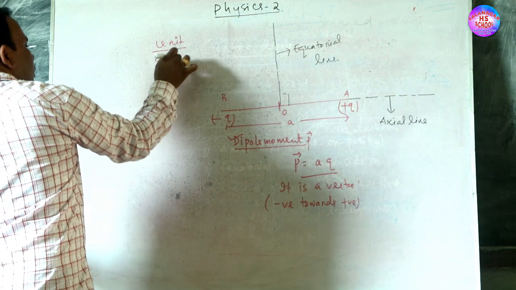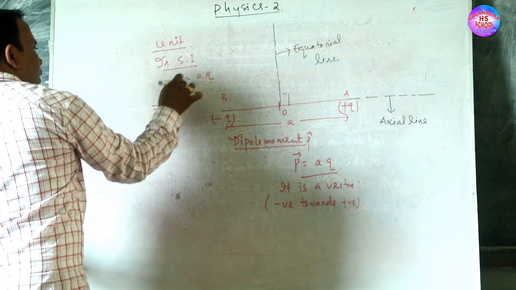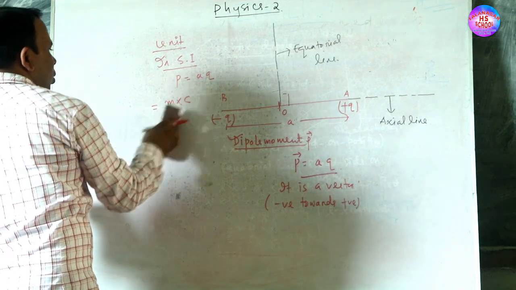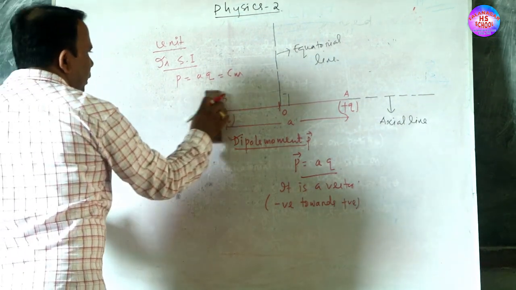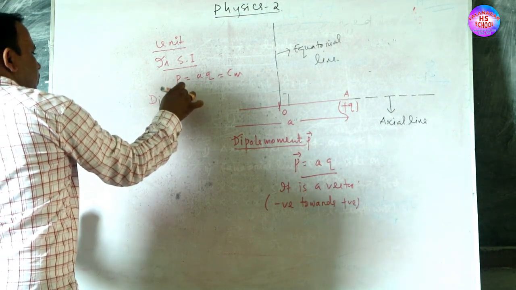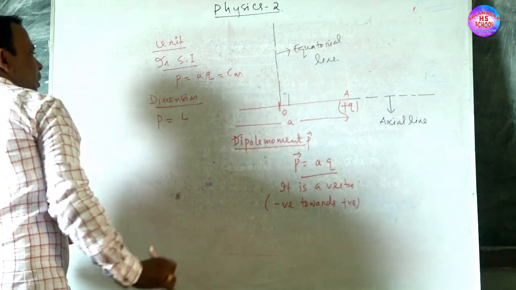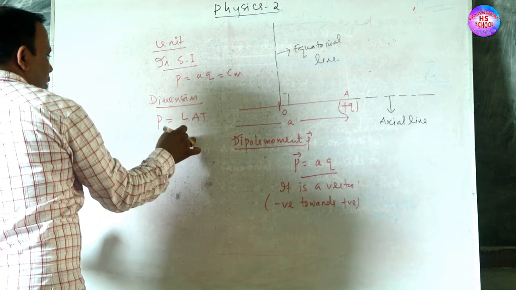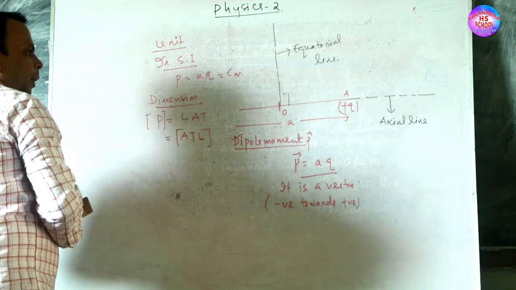Unit in the SI system: P equals 2A into Q. A is here in meters, charge is in coulombs, so the unit is coulomb into meter. And the dimension of dipole moment: A is the distance, meaning length. Charge is a fundamental quantity, that is AT. This is the dimension of dipole moment.